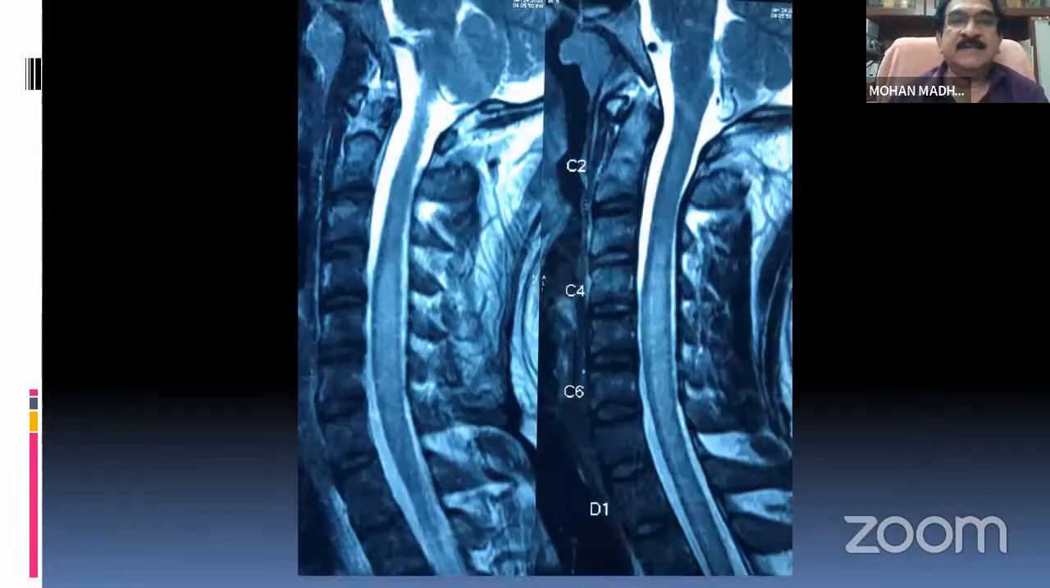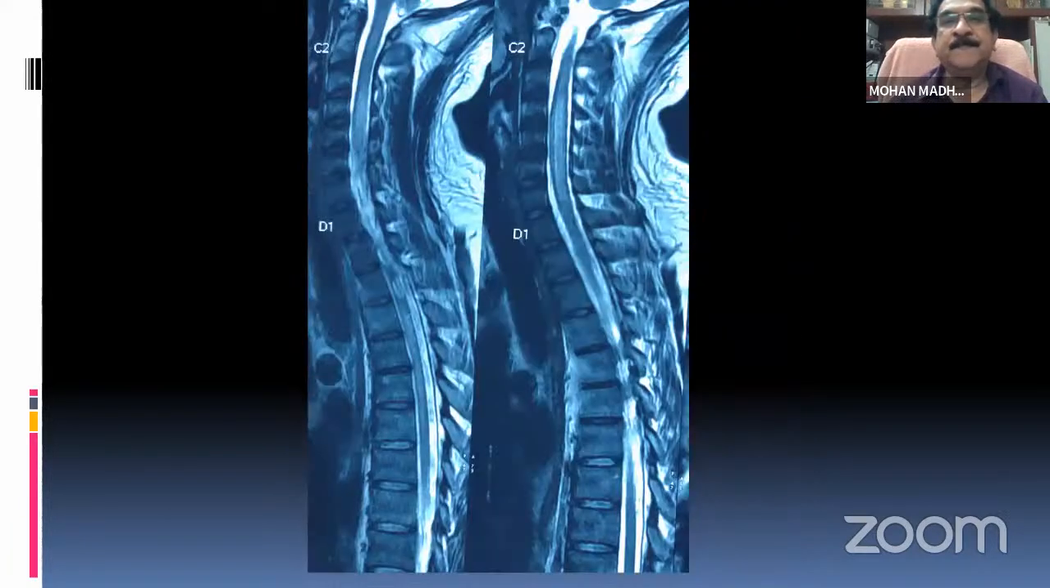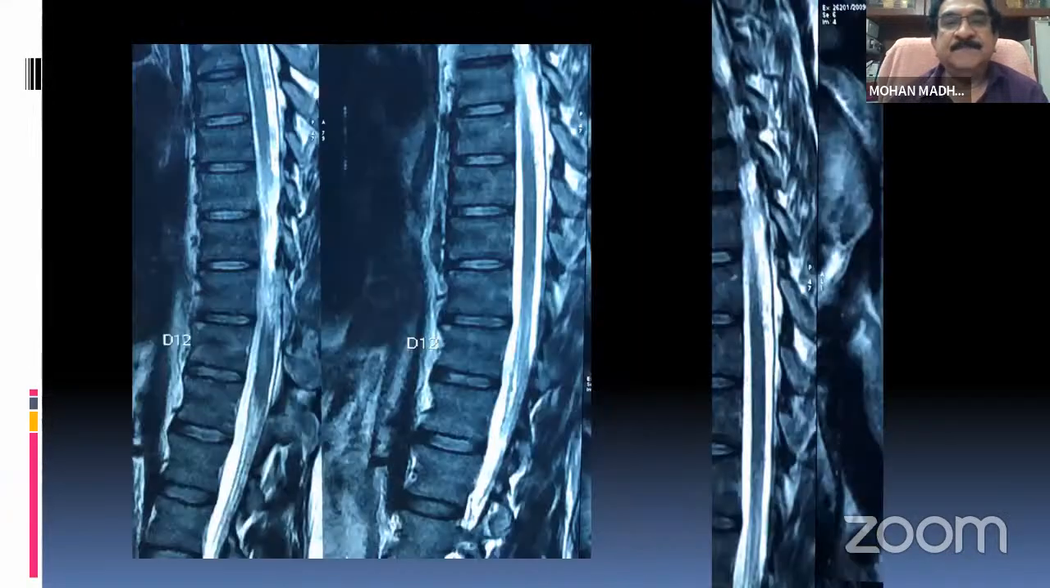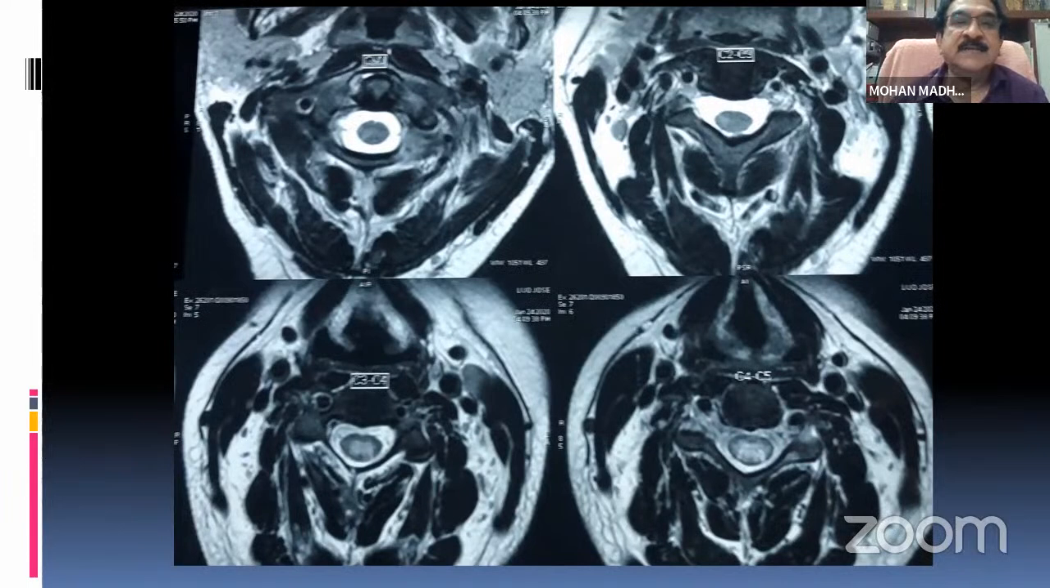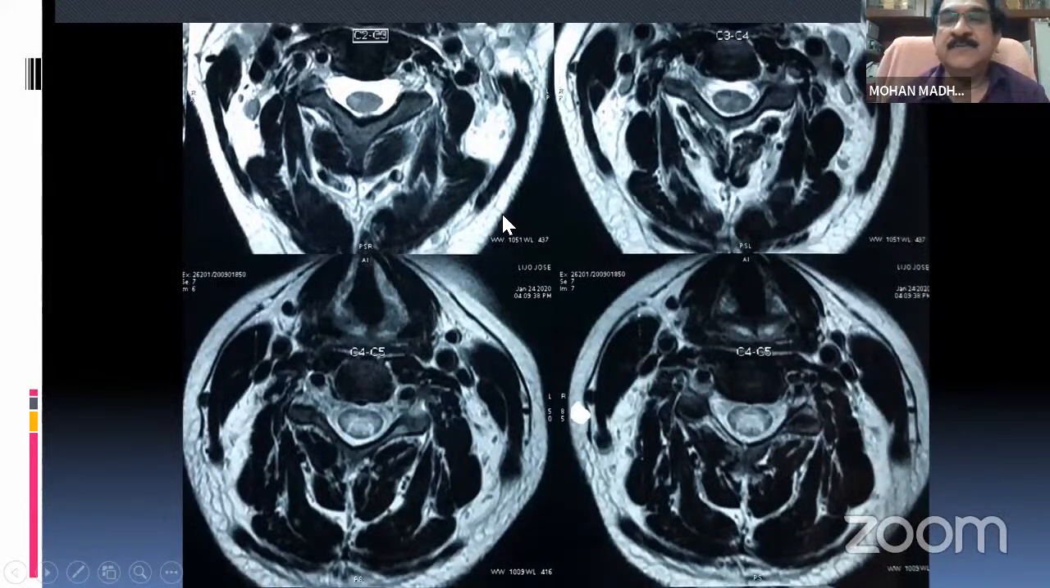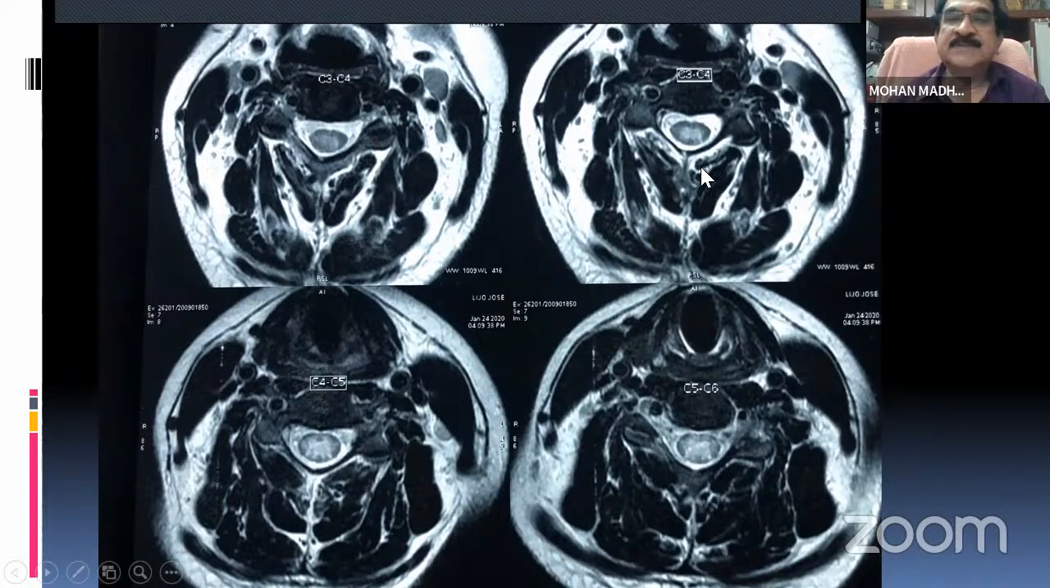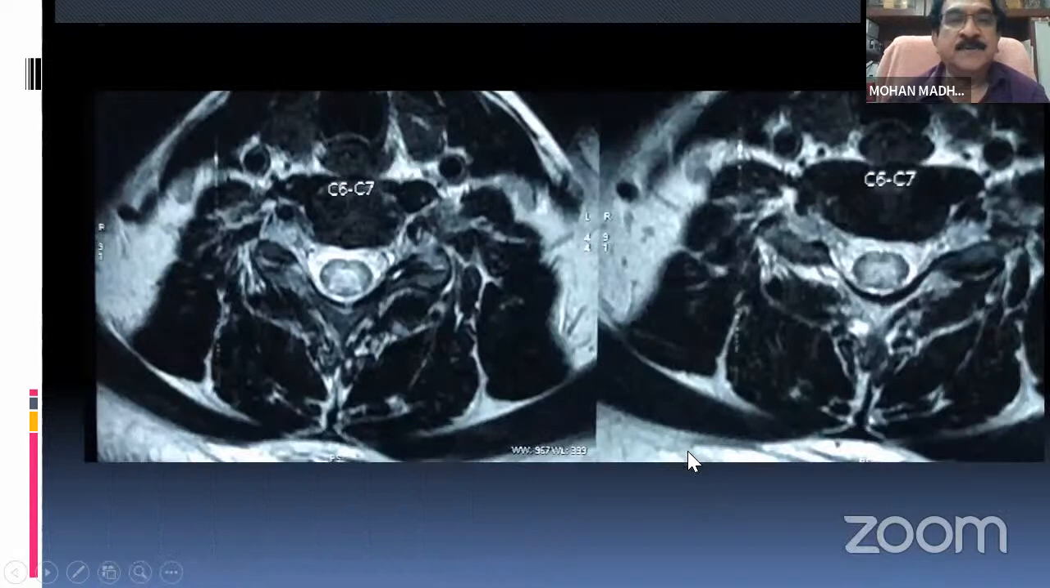Spinal cord MRI was taken. It showed enlargement of the cervical cord with long extensive T2 hyperintensity in the cervical cord. This is the T1. The dorsal cord is normal. This is the axial cut, showing that it is occupying nearly the central two-thirds of the cervical cord. Below that it is involving the central part of the cord, as you see in an endemic syndrome or MOG.